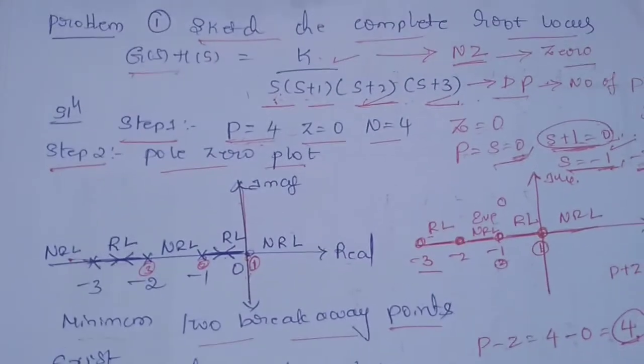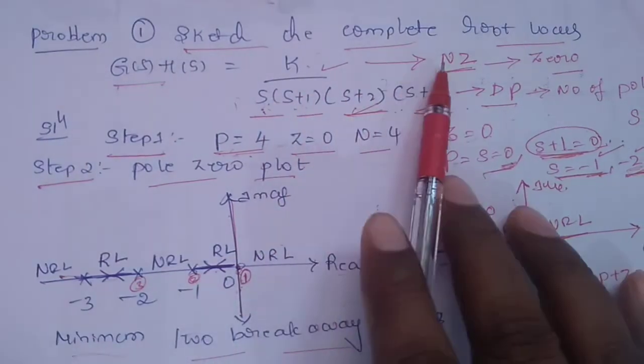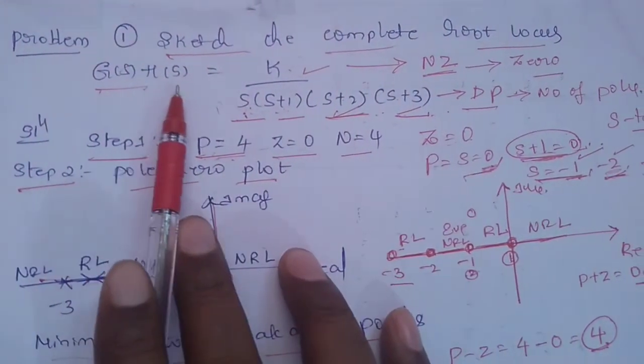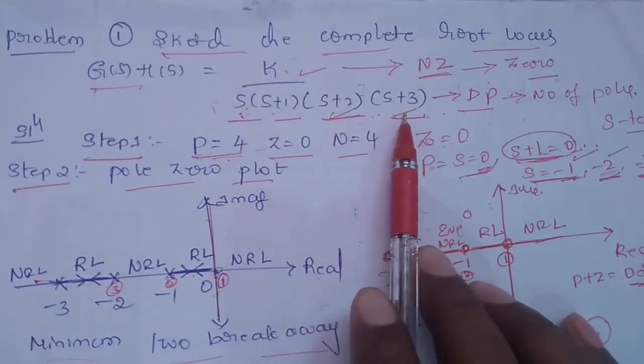Everyone, today we are going to discuss the problem on root locus. The first problem is: sketch the complete root locus for the given transfer function G(s)H(s) equal to K divided by s into (s plus 1), (s plus 2), (s plus 3).